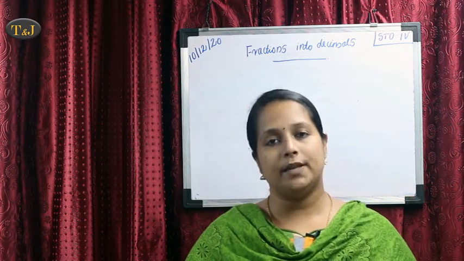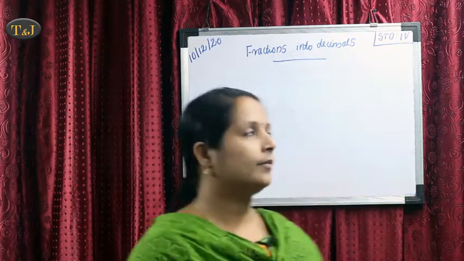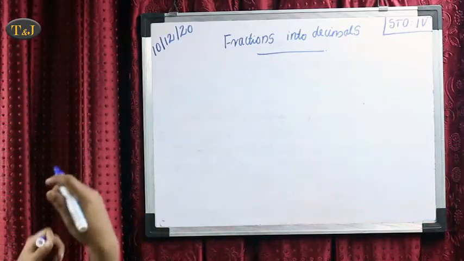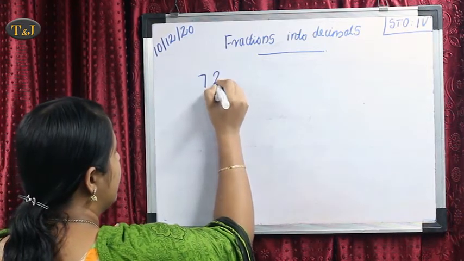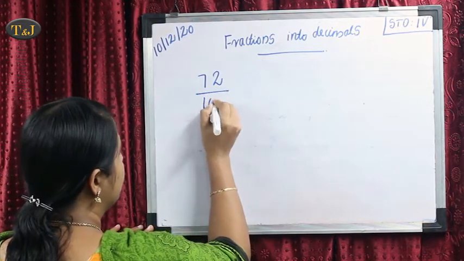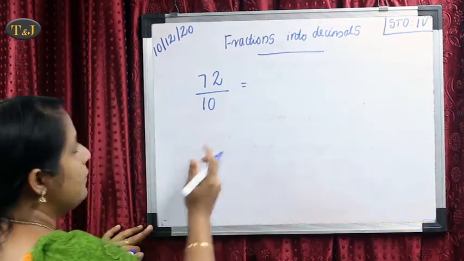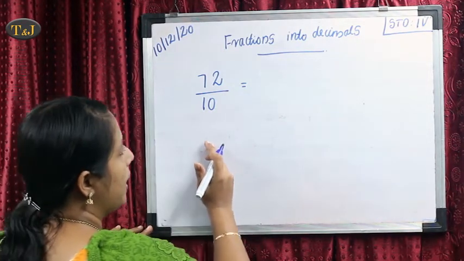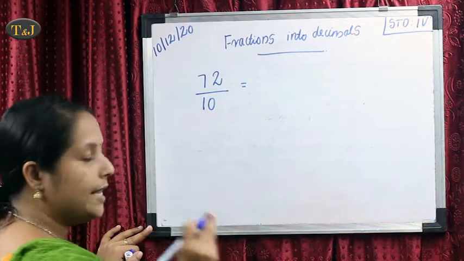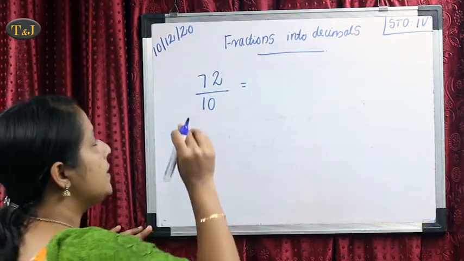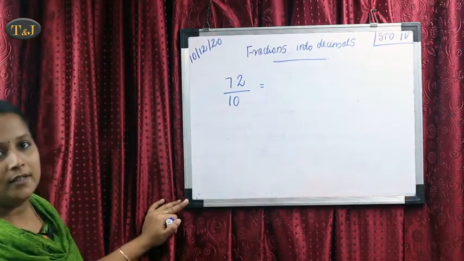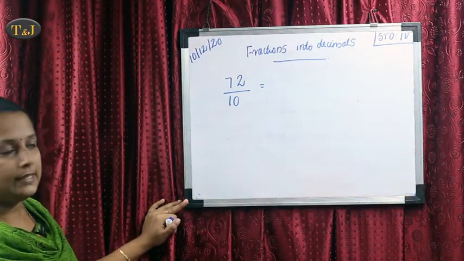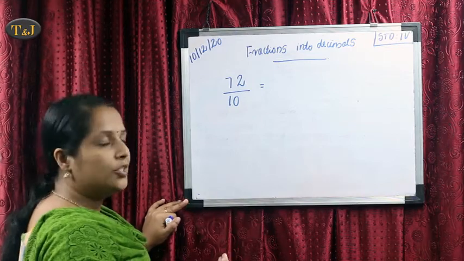I will explain with the help of some examples. Our topic is fractions into decimals. Our first example, take the number 72 by 10. This is a fractional part, and we have to convert it into a decimal, which means we have to put the point. First we write the numerator. Here, 72 is the numerator and 10 is our denominator.